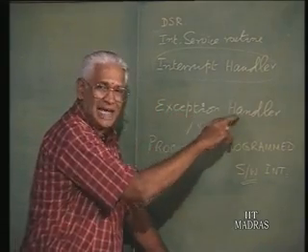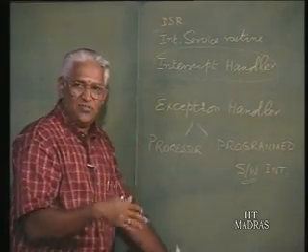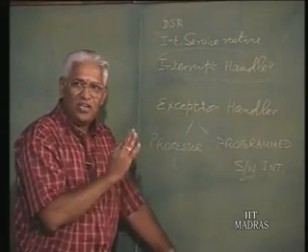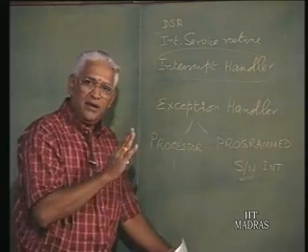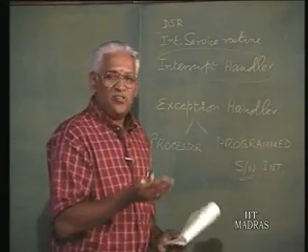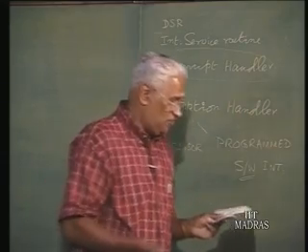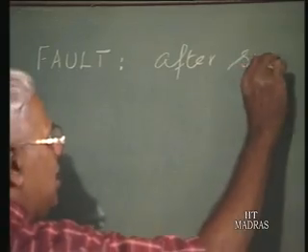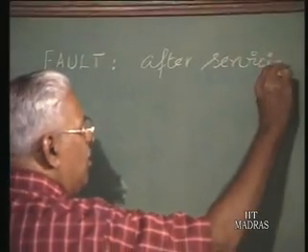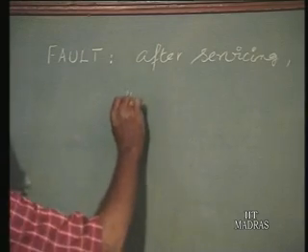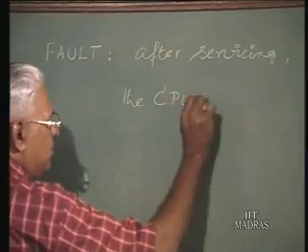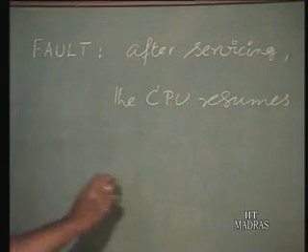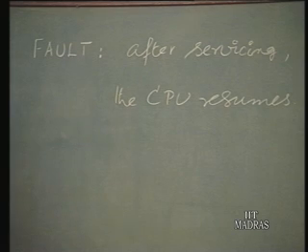So, a page fault handler is a program that is run, and it sees to it that it swaps out one of the pages and swaps in a new page, whatever is required, and at the end of it the processor can resume from where it left off, right. So, after servicing the fault, the CPU resumes with the instruction which caused the fault, right.